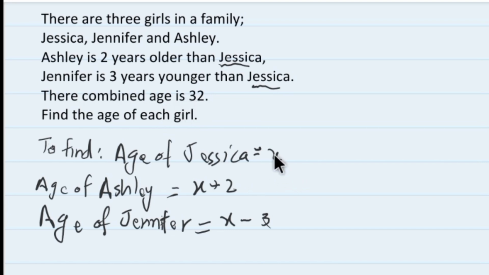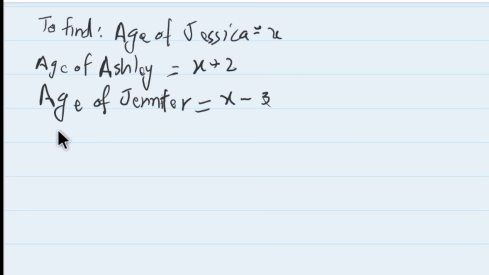That is, age of Jessica x, age of Ashley x plus 2, and age of Jennifer x minus 3. If we combine all these ages, we will get 32. So we write this in the form of an equation: the age of Jessica x, plus the age of Ashley x plus 2, plus the age of Jennifer x minus 3. Their combined ages are 32.